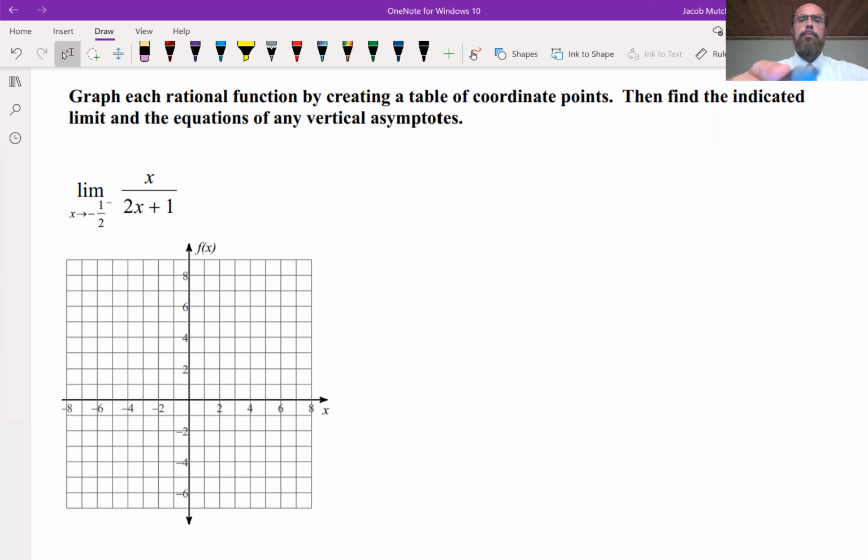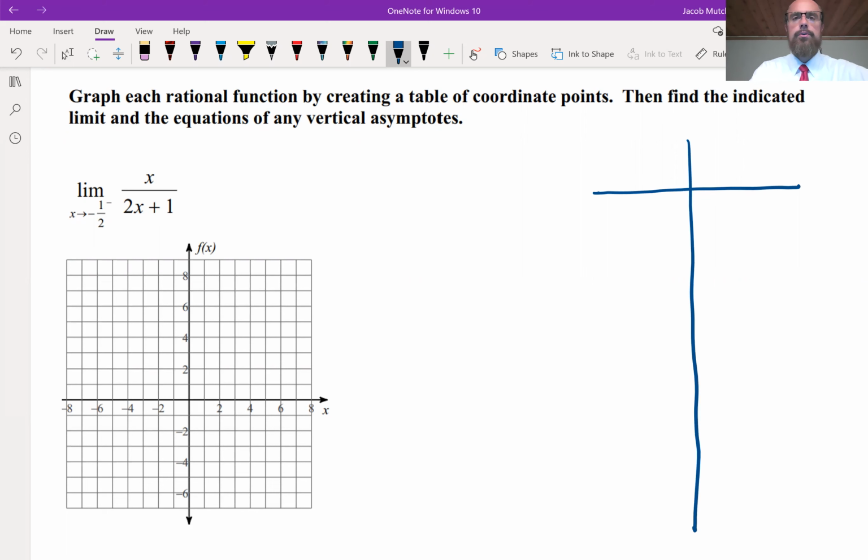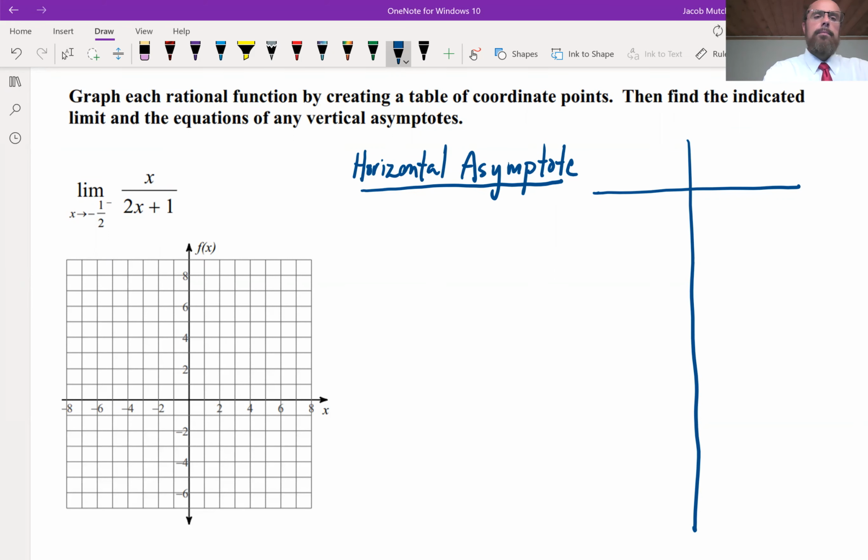So I'm going to create a table of values. Remember, when we're graphing rational functions, before we make that table of values, it's really useful to come up with the horizontal and the vertical asymptotes. So just to recap, how do we find the horizontal asymptote for a rational function? Recall that that's a comparison between the highest power on x in the numerator with the highest power on x in the denominator. So I'm going to investigate there.